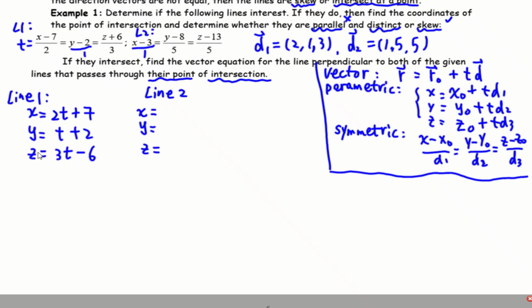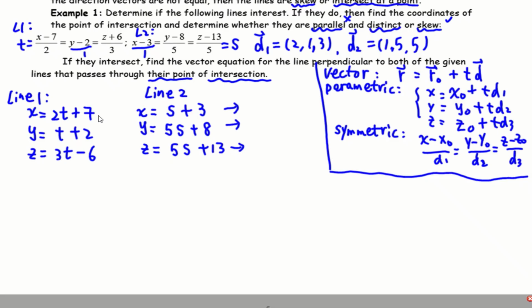That is the parametric equation for the first line. For the second line, we could write it as equals s. So solve for x, move the 1 to the other side, then move the negative 3 to the other side. So x equals 1s plus 3, y equals 5 times s plus 8, and z equals 5 times s plus 13. So these are our 3 equations for the parametric equations of line 1 and line 2.